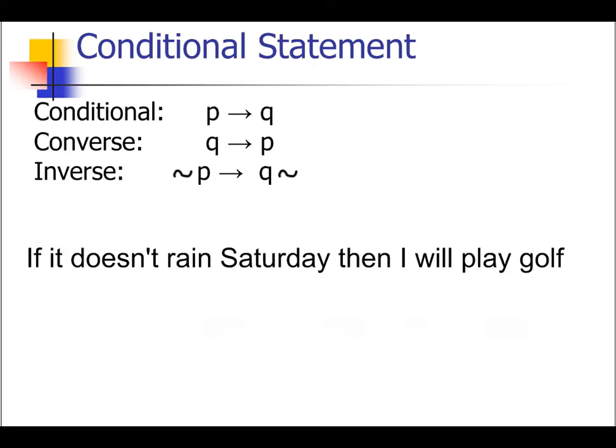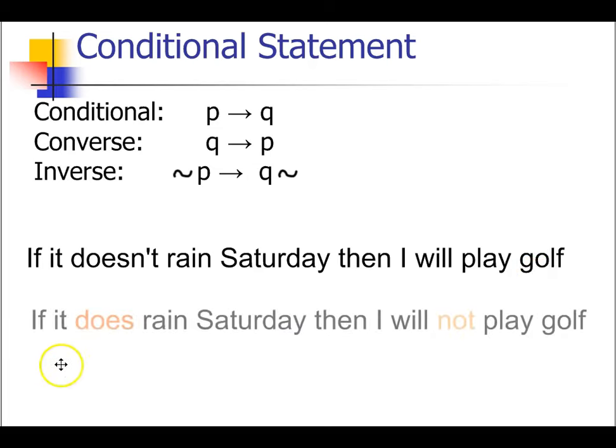Well, I don't know what you wrote, but if you negate the hypothesis, doesn't rain, what's the negation of not raining? The negation of that would be it does rain. And then if you negate I will play golf, the negation of will play golf means you won't play golf. So that inverse statement would read something like, if it does rain Saturday, then I will not play golf. The inverse.